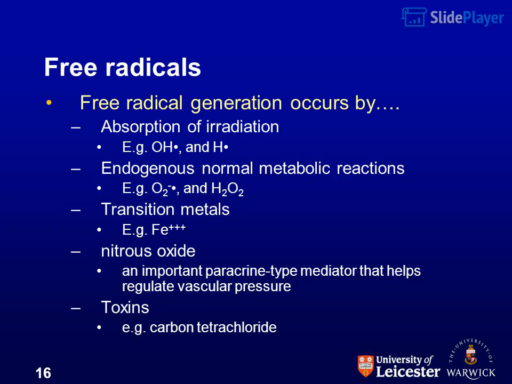Free radicals. Free radical generation occurs by absorption of irradiation, for example O and H. Endogenous normal metabolic reactions, for example O2 and H2O2. Transition metals, for example Fe+. Nitrous oxide, an important paracrine type mediator that helps regulate vascular pressure. Toxins, for example carbon tetrachloride.